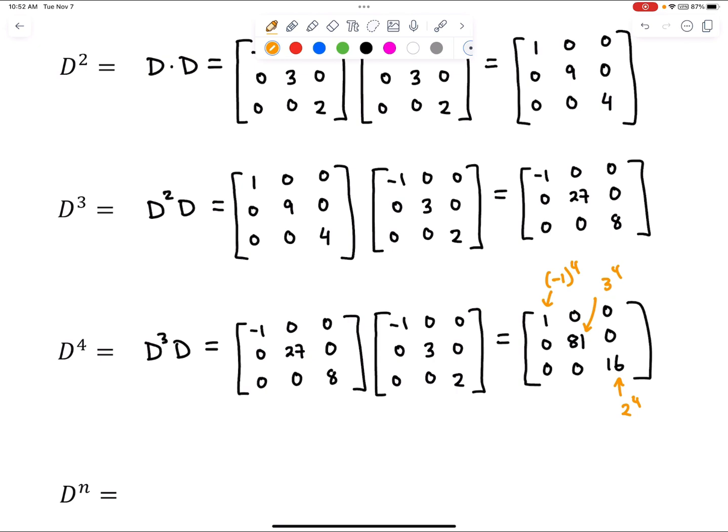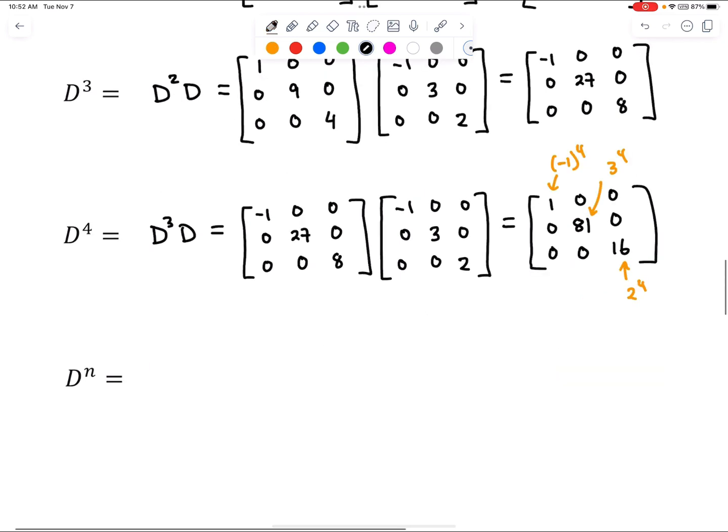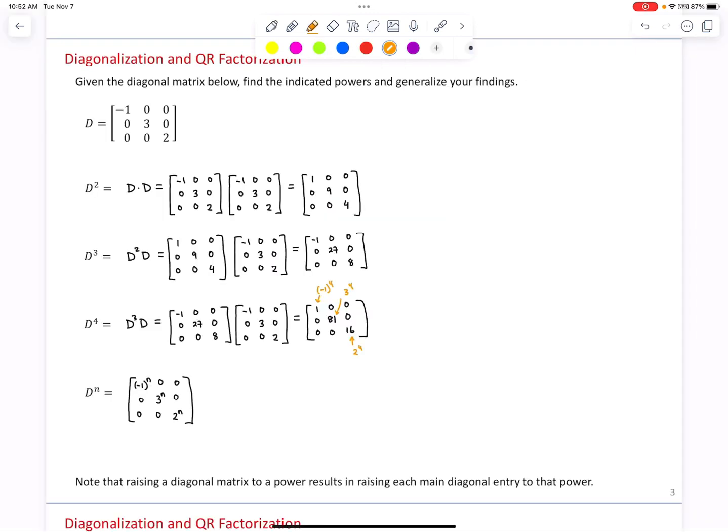So basically, if you take a diagonal matrix and raise it to a power, you simply have to raise each entry on the main diagonal to that power. So as a generalization, D raised to the n will wind up being -1 raised to the n in the 1, 1 position, 3 raised to the n in the 2, 2 position, and then 2 raised to the n in the 3, 3 position, and zeros everywhere else. And this finding is summarized in this statement here. Note that raising a diagonal matrix to a power results in raising each main diagonal entry to that power. All right, let's see how this might be useful in the next page.